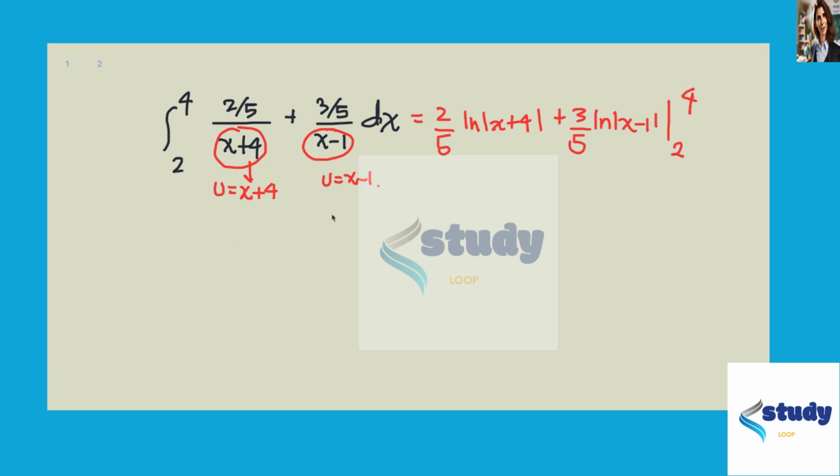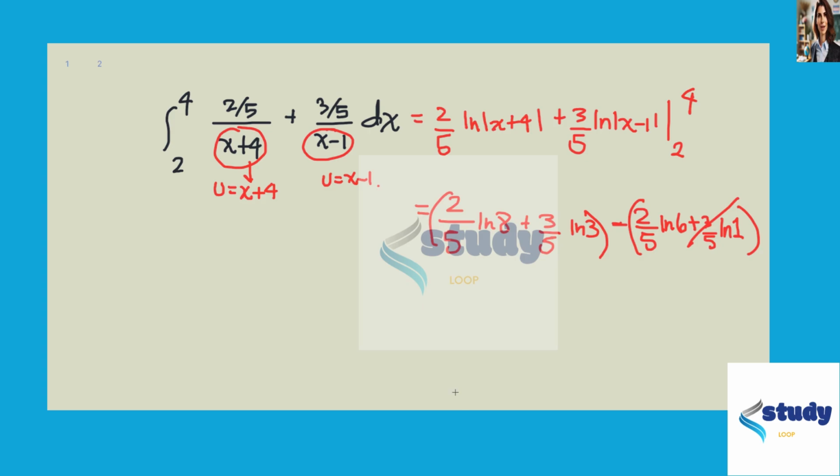And now let's just plug those in. So plug in the 4 first. 2 over 5 natural log 8 plus 3 over 5 natural log of 3. Now we plug in the 2. 2 over 5 ln 6, and then 3 over 5 ln of 1, and that's 0, so we can ignore that term, ln of 1.